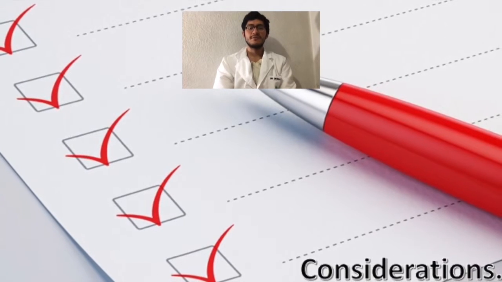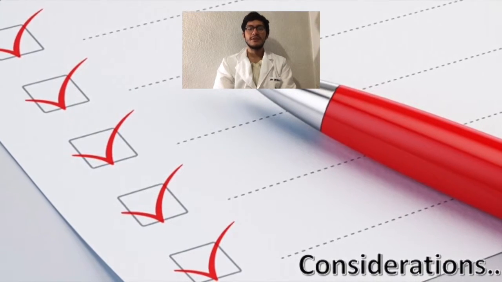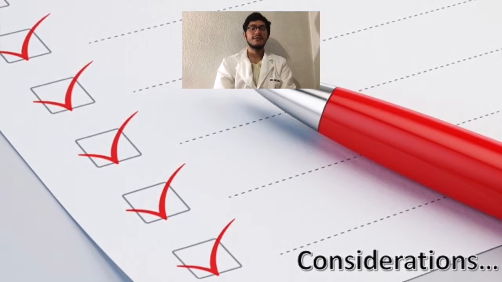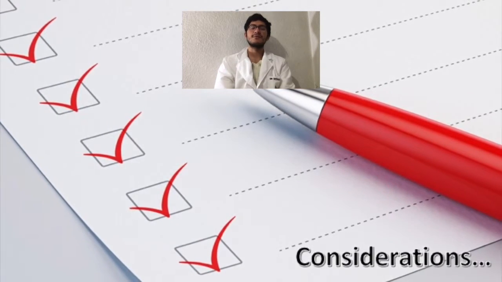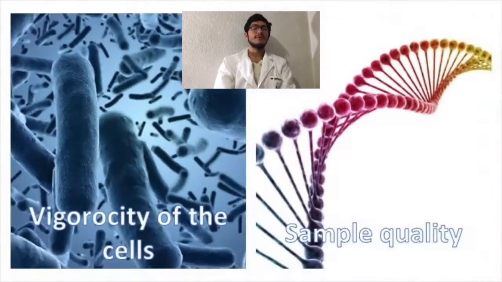When choosing a transformation method, it is important to take into account several aspects in order to get consistent, useful results. For example, the vigorousness of the cells. It is necessary that the culture to be used is in an exponential phase, and that it has been sowed just a few hours before starting. You can use the turbidity measurement at 600 nanometers as a reference for the appropriate optical density.